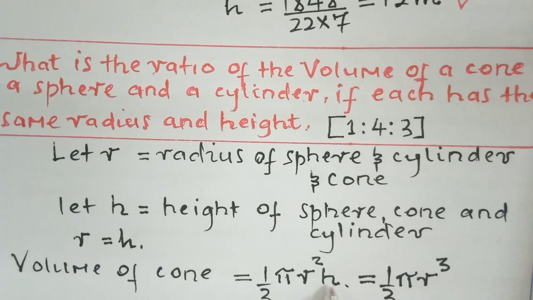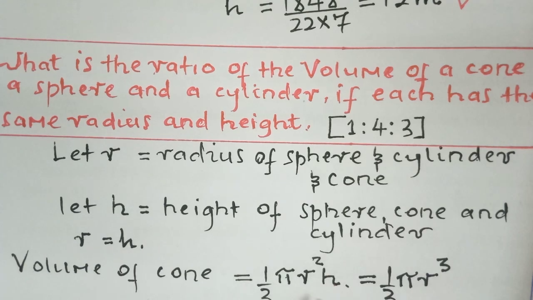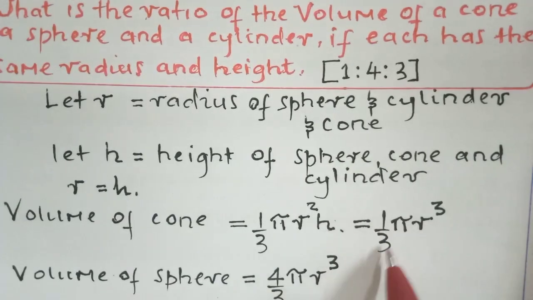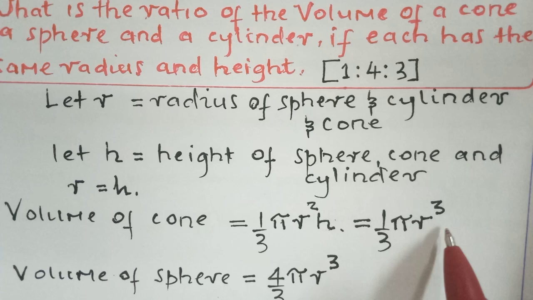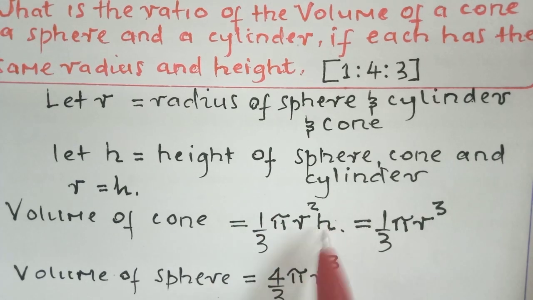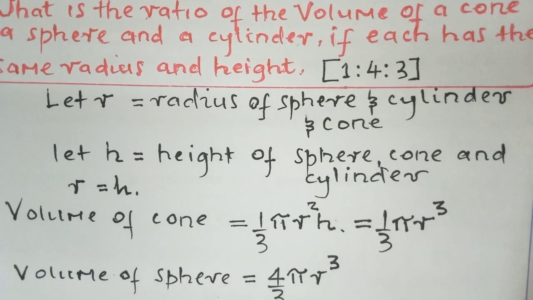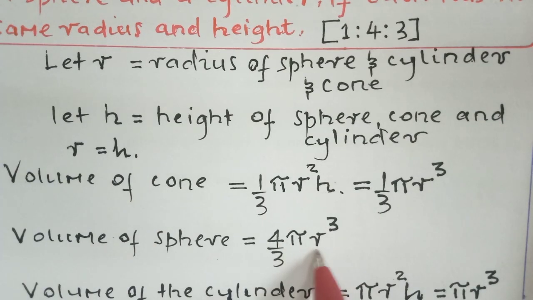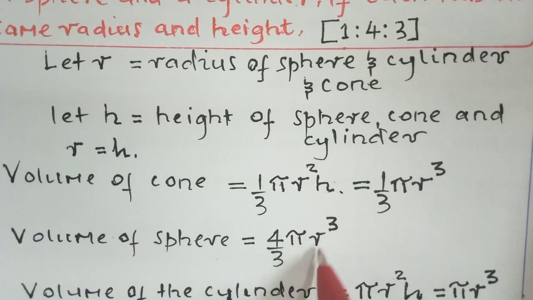So because h and r are equal, the volume of the cone will be given by that. This one you can replace with r. So finally we shall get a third pi r cubed, because this is the volume of the cone. And the volume of the sphere is 4 over 3 pi r cubed. So this one will remain like that. This one does not have a height, but the diameter is equal.